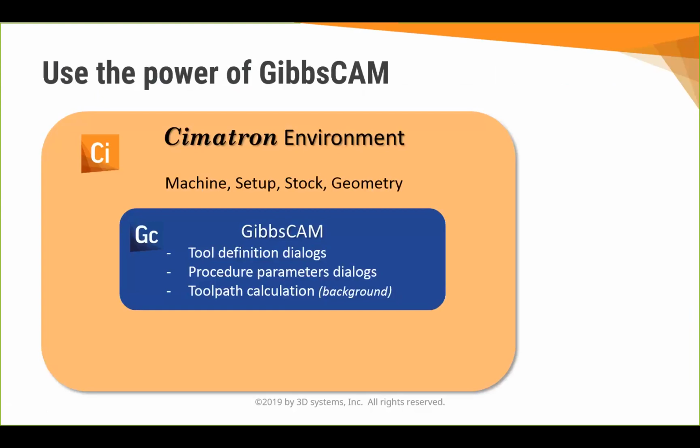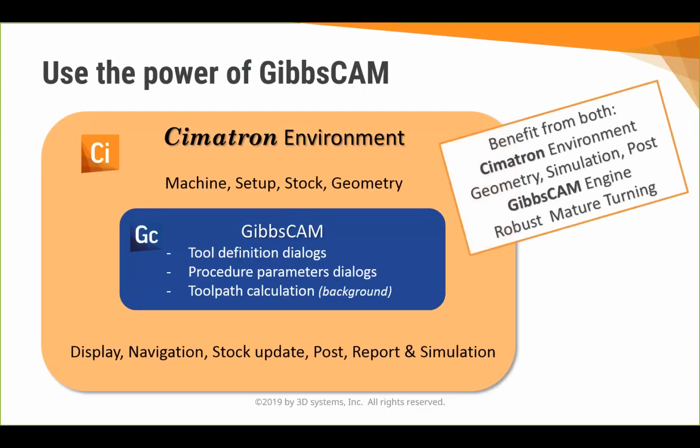Once the toolpath is calculated, it can be viewed in Cimatron using the navigator and the machine simulation, and it can be output using the GPP2 post engine. This way, we benefit from both the Cimatron environment for geometry, simulation and post, and the GibbsCAM engine for a robust and mature turning solution.